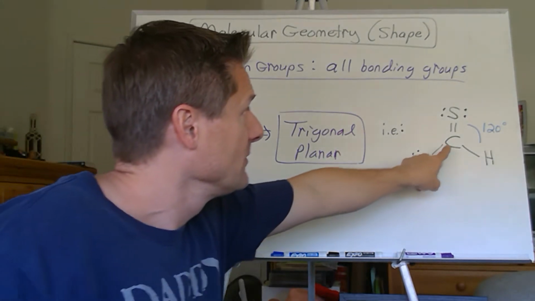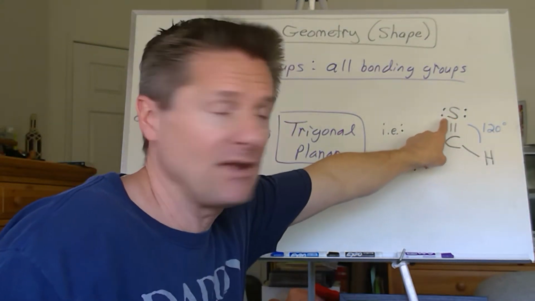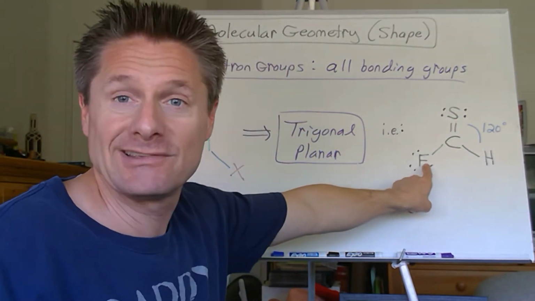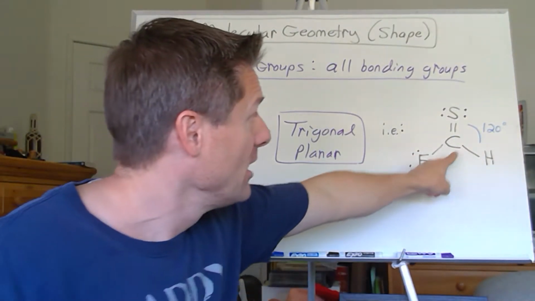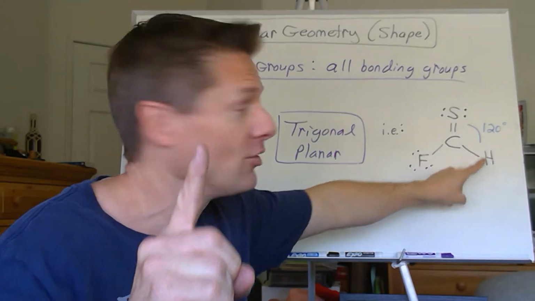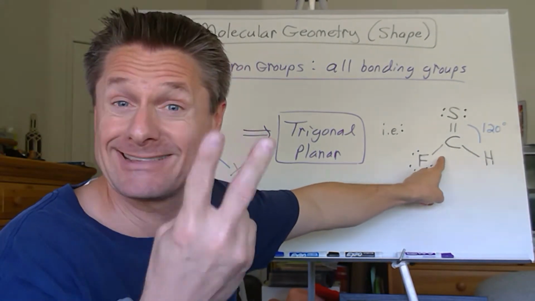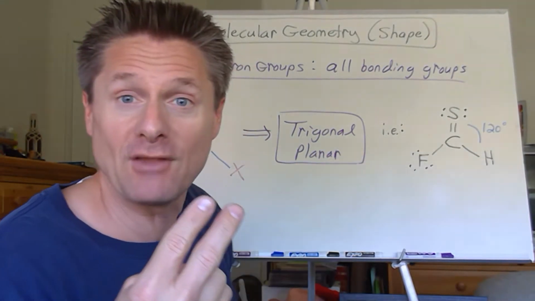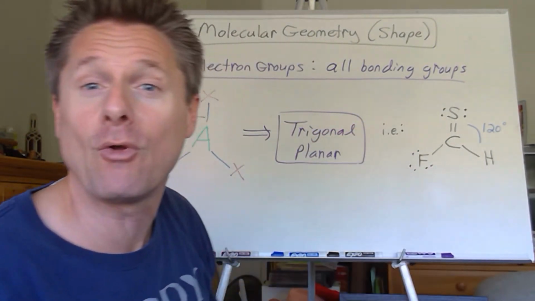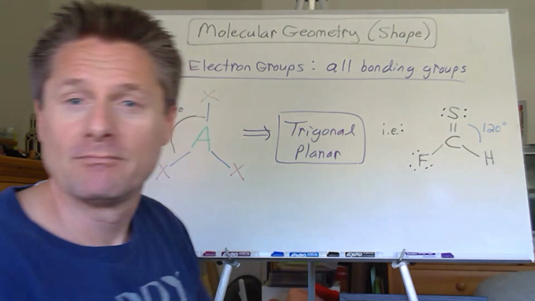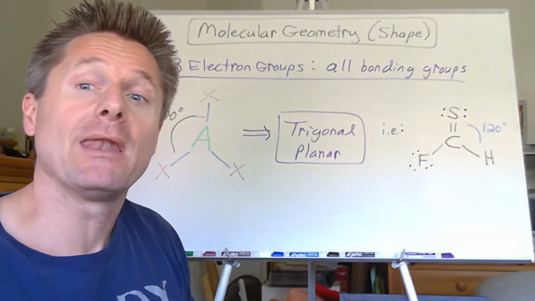For example, let's say we had carbon with a double bond to sulfur, with a single bond to hydrogen, single bond to fluorine. Look at the central atom, the carbon. So this is a simple molecule. You've got a single bond, that's 1 electron group. Another single bond to the fluorine, that's a 2nd electron group. A double bond to sulfur, that is a 3rd electron group. 3 electron groups with an atom on the other side, they're all bonding. Boom. Right? 120-degree bond angles.